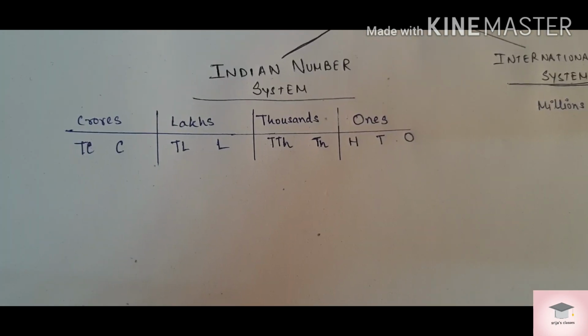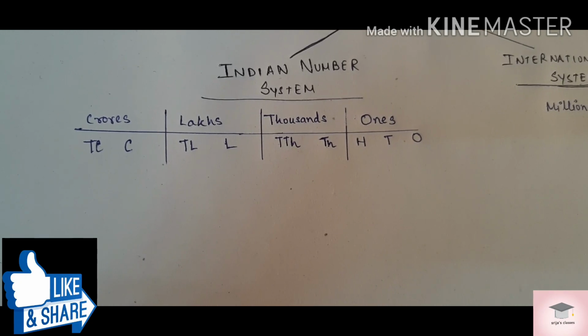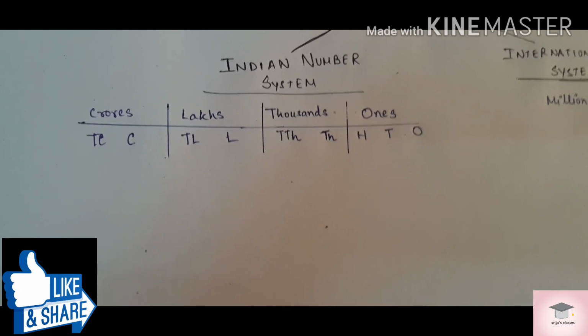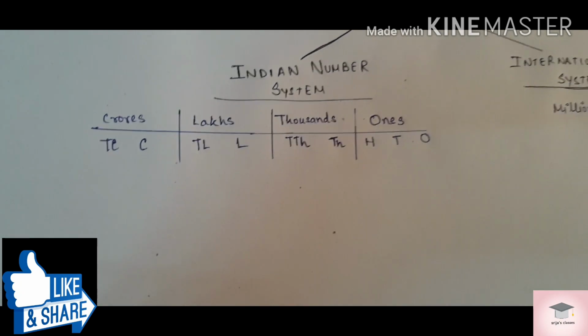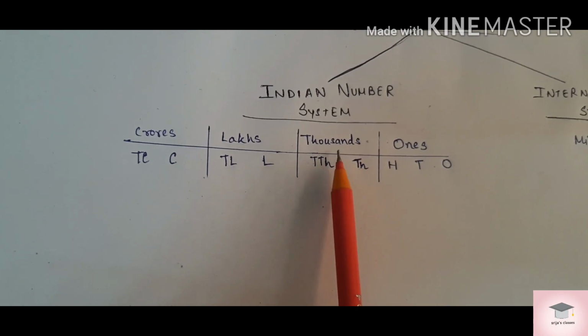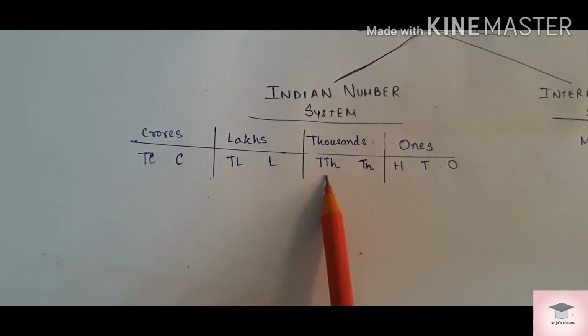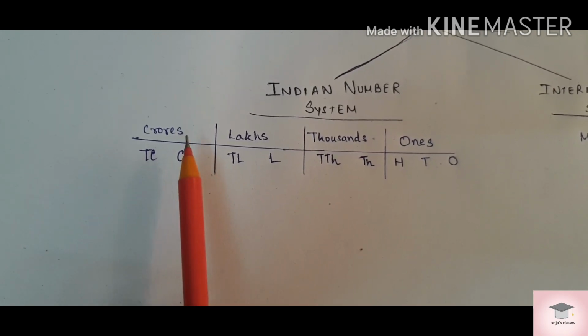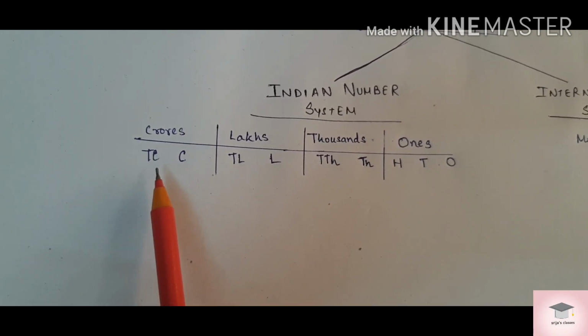So, as we know, ones, thousands, lakhs, and crores. These are the four periods in the Indian number system. Now, the period ones is divided into ones, tens, and hundred. Thousands period is divided into thousand and 10,000. Lakhs period is divided into lakhs and 10 lakhs, while crores period is divided into crores and 10 crores.